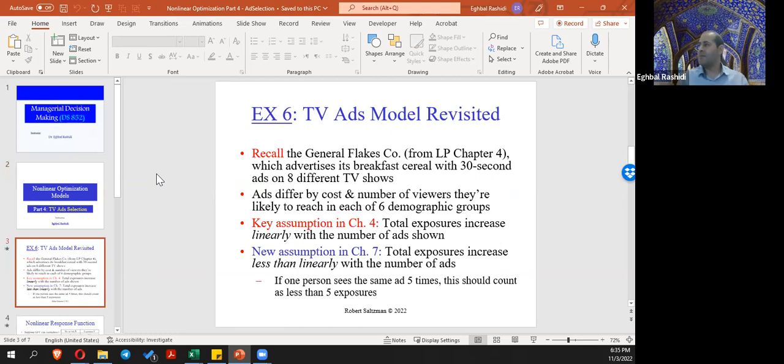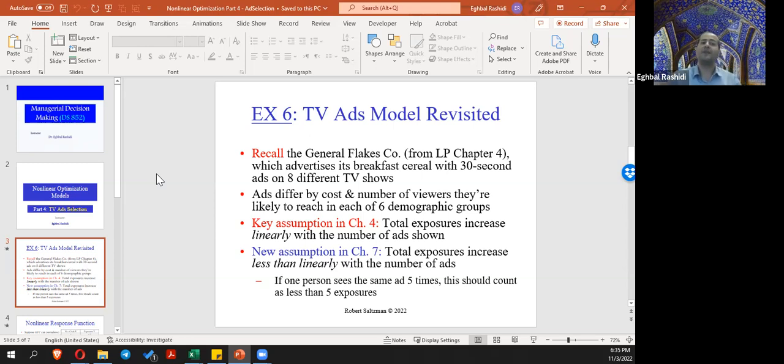This is actually the same problem. The data are the same, the problem is the same, except for the exposure function. Just to remind you what the problem was: we have a company called GFC, the General Flight Corporation. Their decision was to put advertising on popular TV shows, and they had some constraints on the different demographic groups, women and men, different age groups. We had 6 demographic groups, 3 for men, 3 for women.